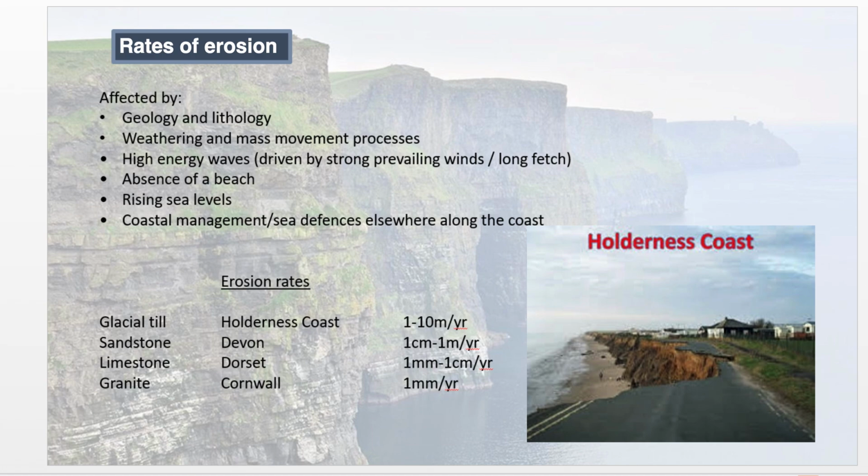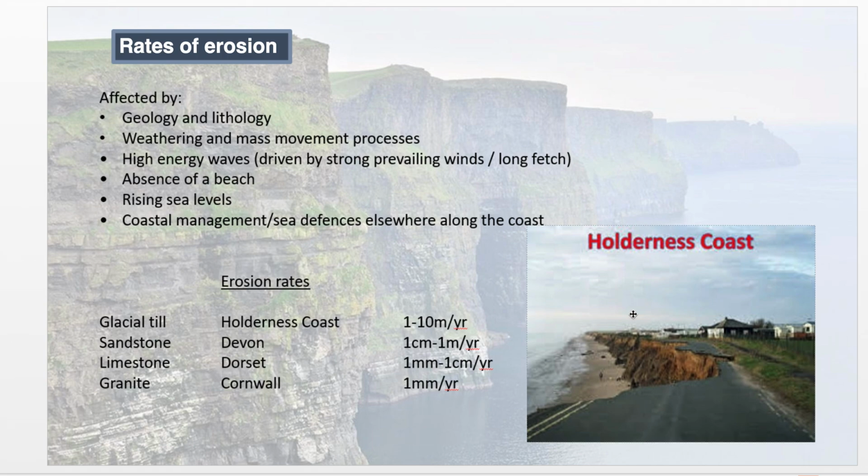So we've got obviously the rock type and the way its characteristics affect the rate of erosion, and we've got the mass movement process of weathering at the top of a cliff, whether we've got high energy waves, whether there's a beach. If we've got a beach at the foot of the cliff, it protects the cliffs from erosion. Whether we've got rising sea levels, obviously rising sea levels will increase the rate of erosion, and whether we've got some human interference there with coastal management. These will all affect rates of erosion at the cliff.